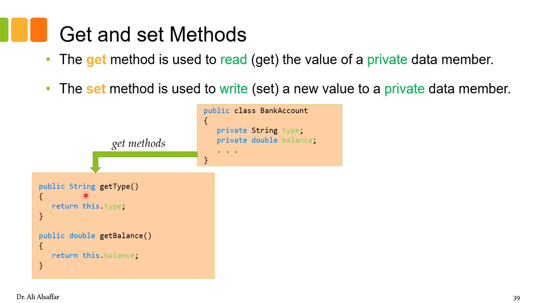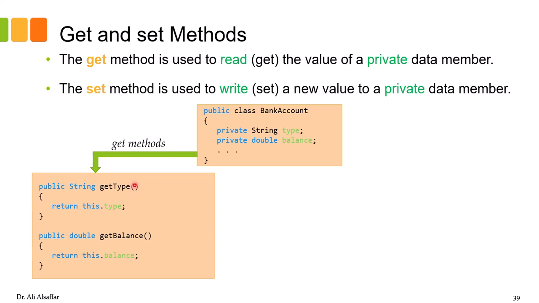Now for the first data member, which is type, the data type is a string. So the return value for this method should be string. For the second data member, it is the balance, it is double. So the return value is double. Now for the name. The name of the data member here is type, with a small letter t. So the name of the accessor will be getType, with a capital T here. That's easy for you to read the two words, get type. And notice no input parameters.